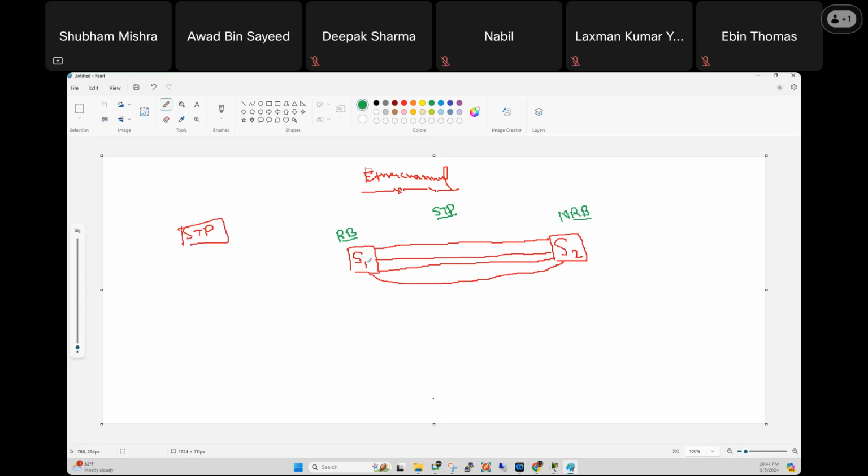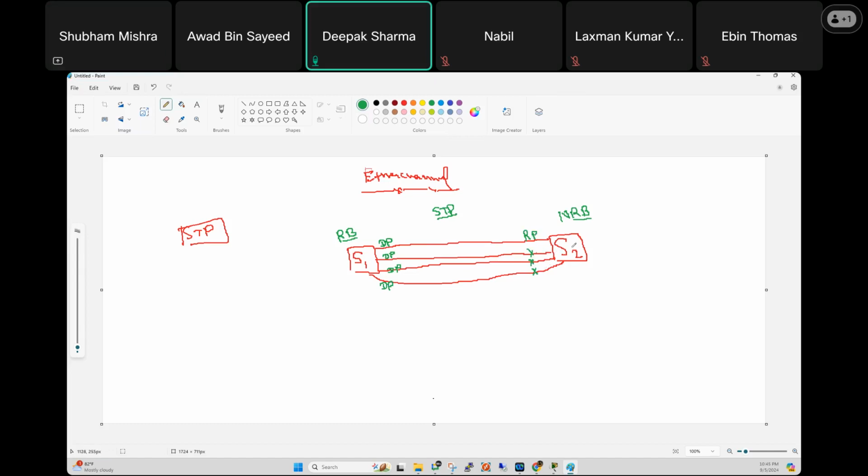Clear? So if this is the root bridge, it means all the ports are DP ports. You know these things. And here on switch number 2, one port will become the RP port. Rest all the ports will become block ports. Do you understand?